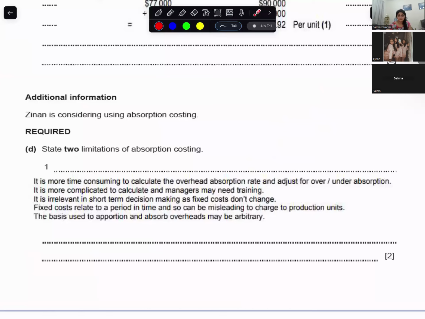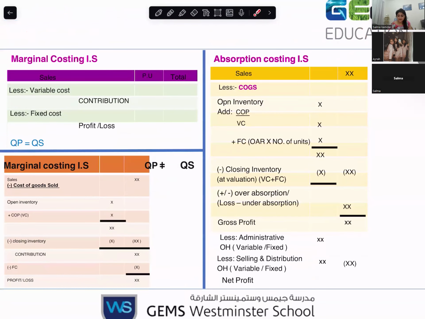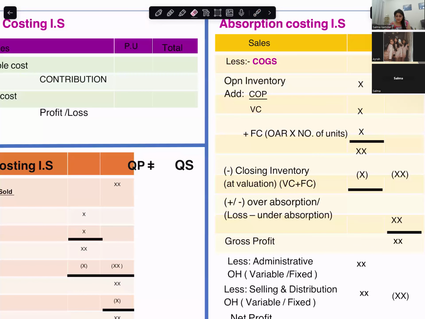Okay. They ask you to make the absorption costing income statement. Yeah, you start with sales, then minus the cost of goods sold, the opening inventory and so on. Now understand one thing: if marginal costing and absorption costing both income statements are there, then your fixed cost will be included in the opening inventory also. It will be included in the closing inventory also.